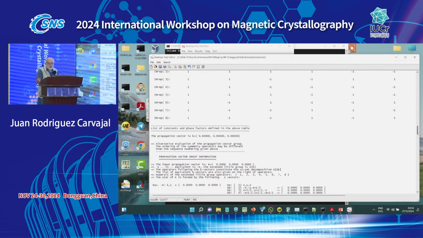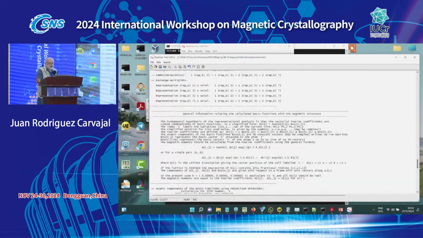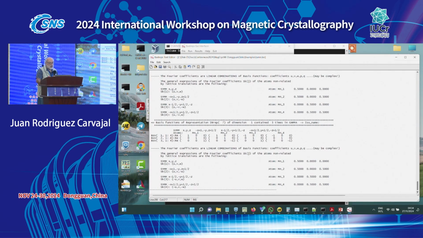Then you can have a look at all these kinds of things in detail, and you see what is the general output for BasIreps.